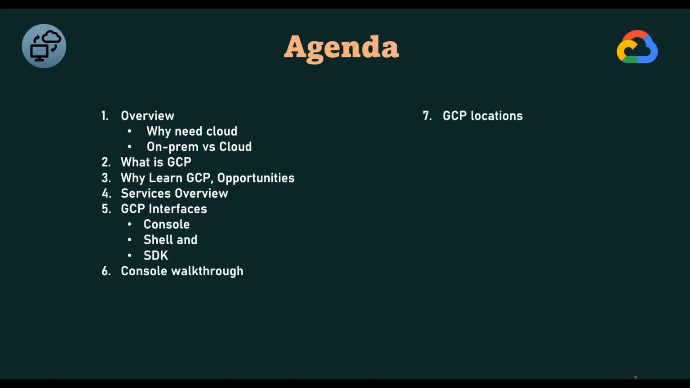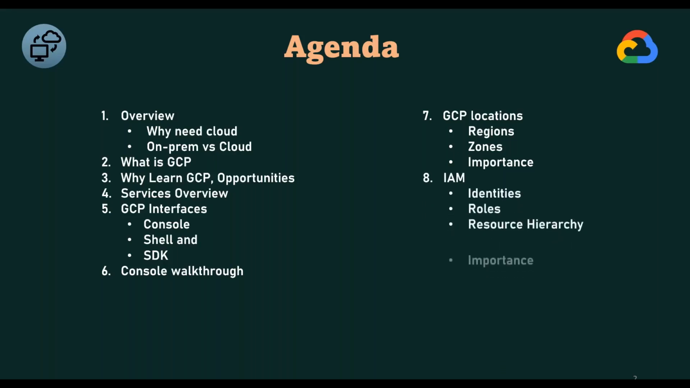And then we will see what are GCP locations, what is meant by region, what is meant by zone, and what is the importance of selecting a proper region or zone in a project. Finally, with respect to security, we should also understand IAM, that is identity and access management. What are these identities, what are these roles, how we have a resource hierarchy, and what is the main importance of IAM.